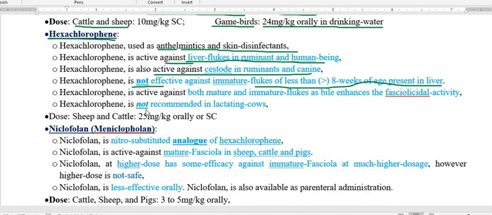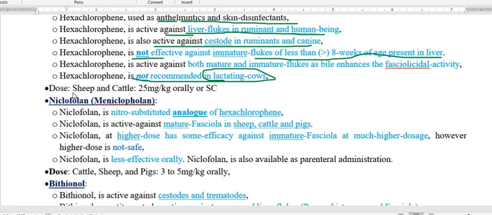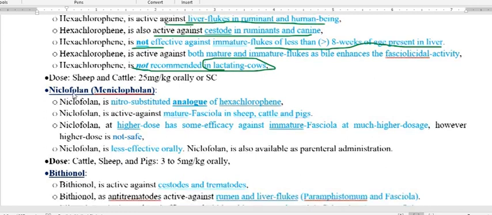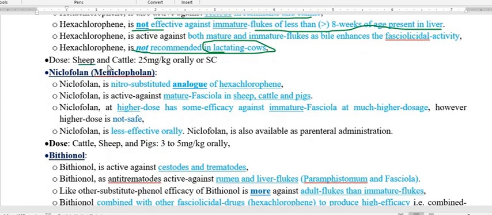This hexachlorophene is not recommended in lactating cows, and the reason is only one: it passes out through the milk. Regarding the dose of hexachlorophene, the dose in sheep and cattle is about 25 mg per kg orally or subcutaneously.